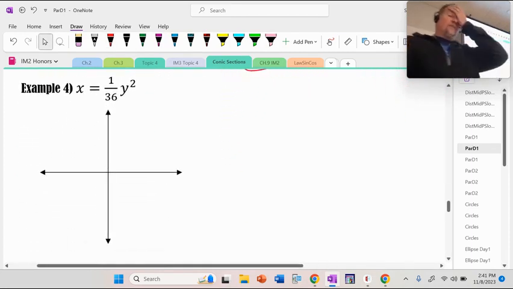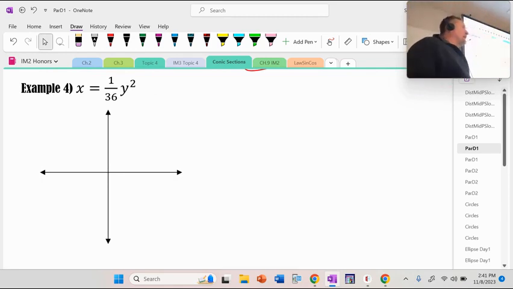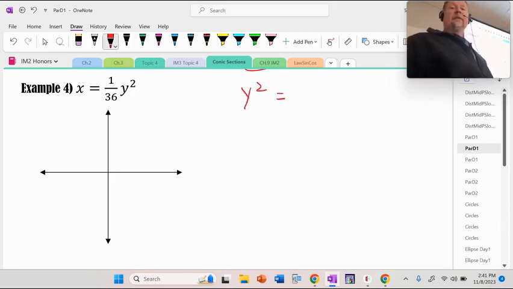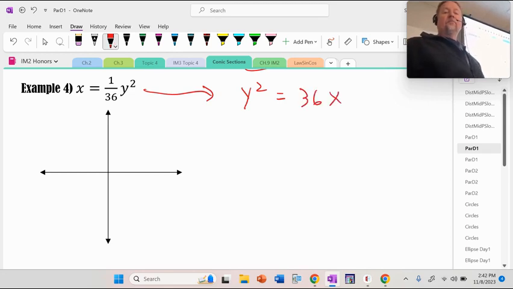All right, so what do I do to both sides? Because this is not in the right format. This is supposed to say y squared equals. What do I have to do to both sides? Times both sides by what? 36. I shouldn't have to write that on both sides. All right. And then which way does this go? Right, left, up, or down? 3, 2, 1, go. Right. It's only right or left.